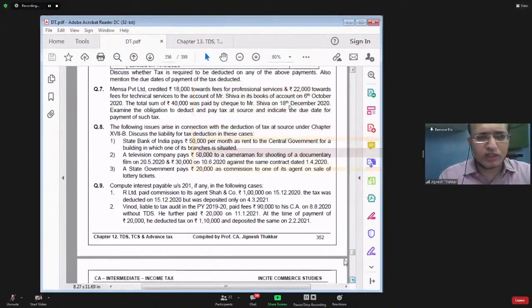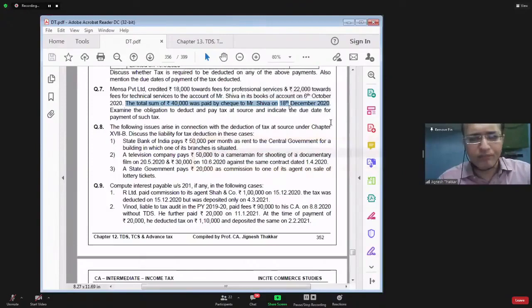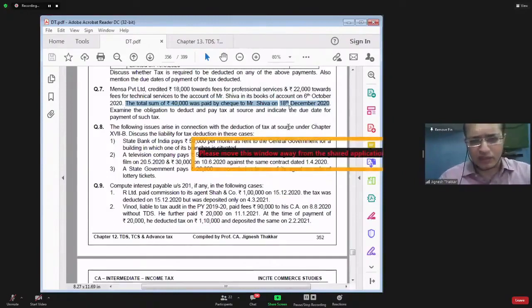We move on to question number 7. Question number 7 says Mensa Private Limited credited 18,000 towards fees for professional services and 22,000 towards fees for technical services to the account of Mr. Shiva in the books of account on 6th October 2020. This total sum of 40,000 was paid by cheque to Mr. Shiva on 18 December 20. Examine the obligation to deduct and pay tax at source and indicate the due date for payment of such tax.